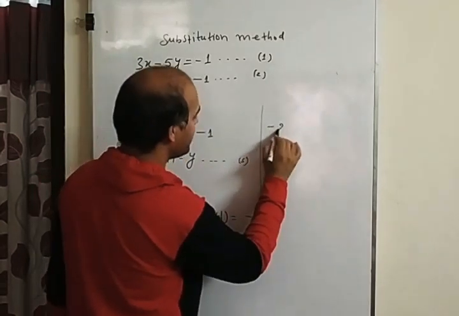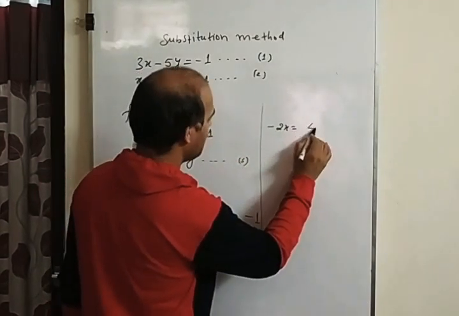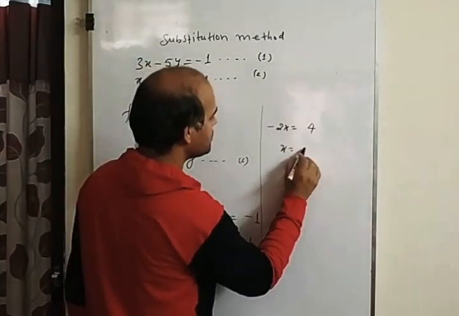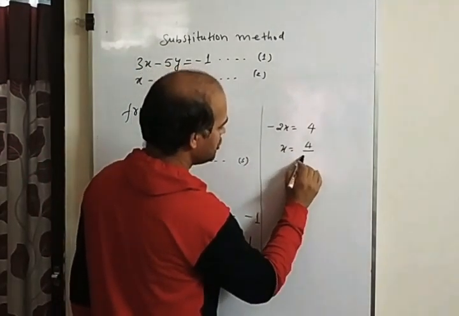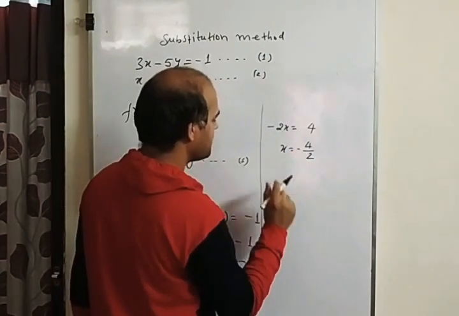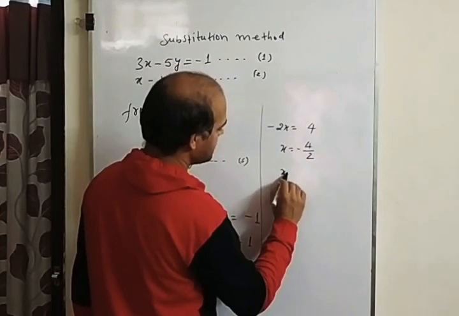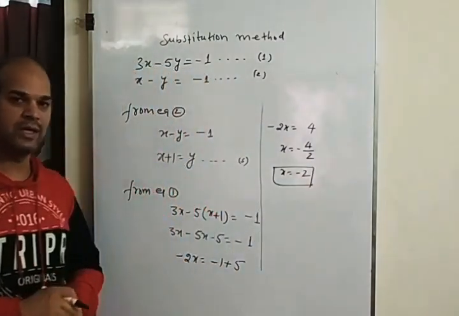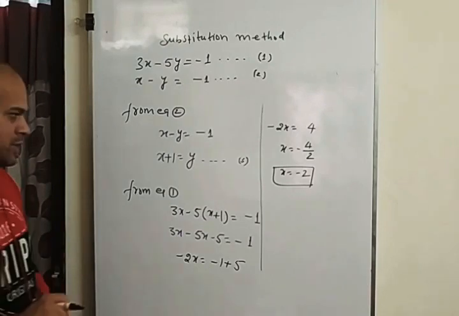So it will be minus 2x equals 4, since 5 minus 1 is 4. And x equals 4 upon 2. I want to take this negative sign in this manner, so x equals minus 2. We found the first value, that is x equals minus 2.